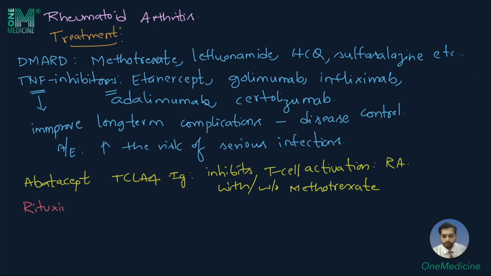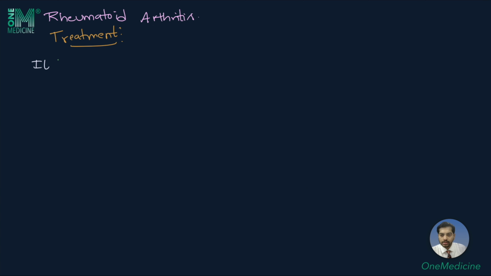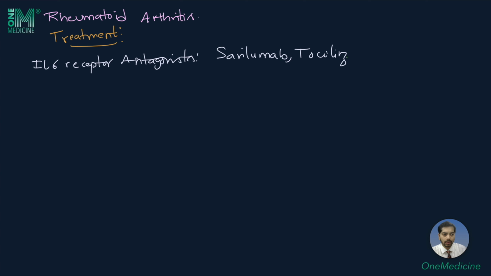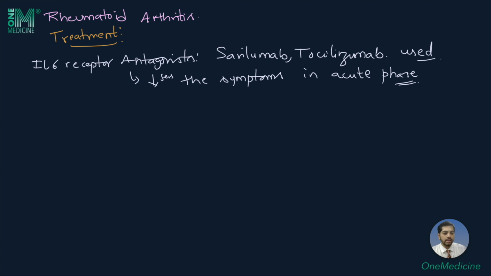Rituximab, which is an anti-CD20 B cell depleting monoclonal antibody, can also be used. IL-6 receptor antagonists, including sarilumab and tocilizumab, are also used. They help in reducing the symptoms in acute phase, which mainly occurs due to the effect of interleukin 6.